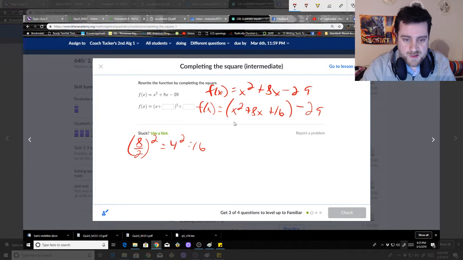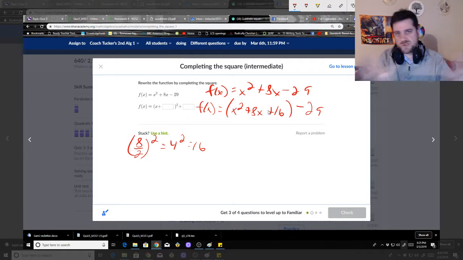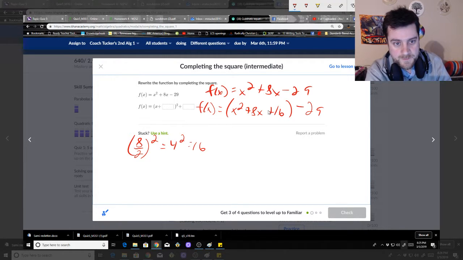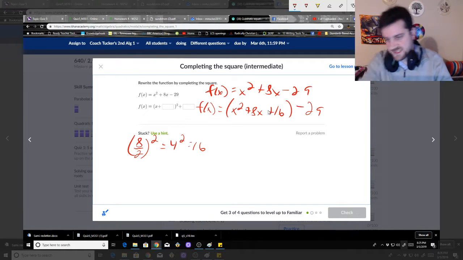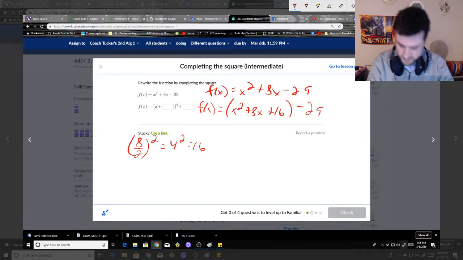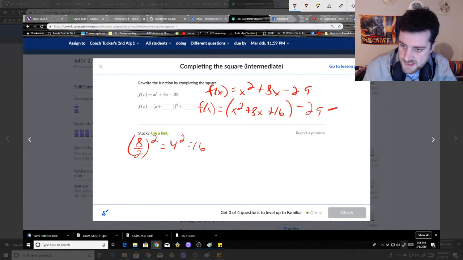Hold on, you can't see my mouse cursor, I forget. We would typically add 16 over here, so we added 16 on both sides of the equation. But you can't do that here, because we have f of x over there. So instead of adding 16 over there, we subtract it back on the same side. So let's subtract 16 here.